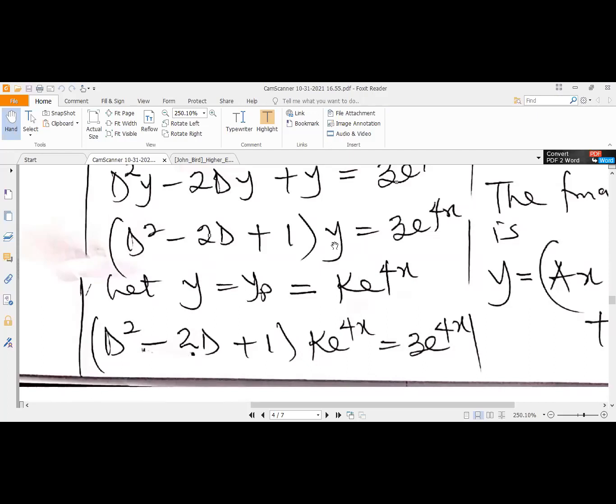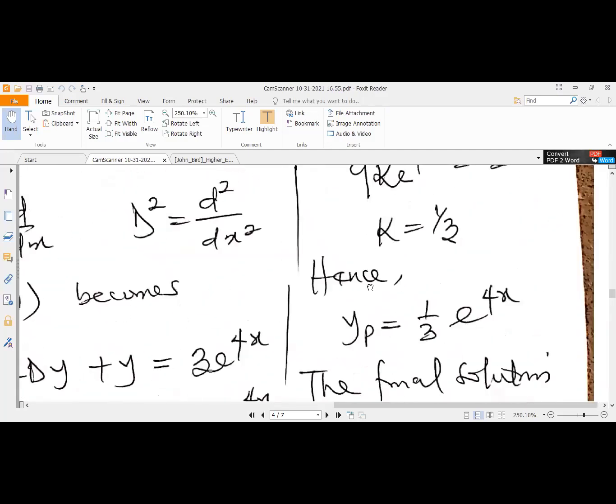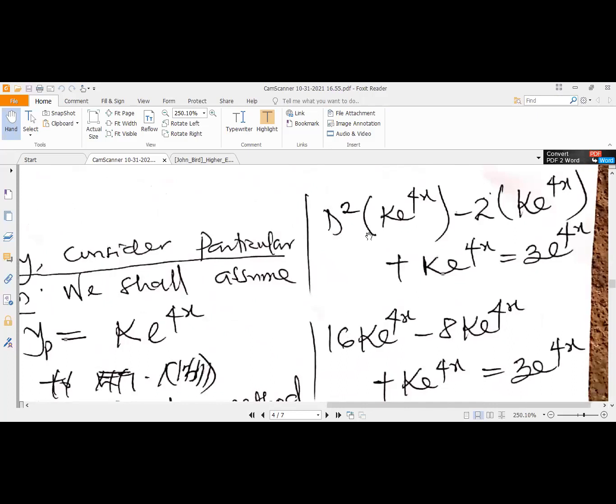Are we all together now? Now, look at this step. I'm still writing the same thing, but here, instead of writing y, I'm going to write k multiplied by exponential 4x. I'm returning my y to be what I've assumed. So this is the problem we are solving now. The next step is that I need to find my k. Then how do I go about it?